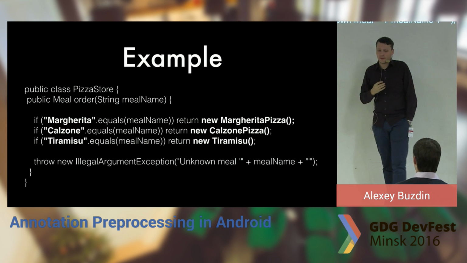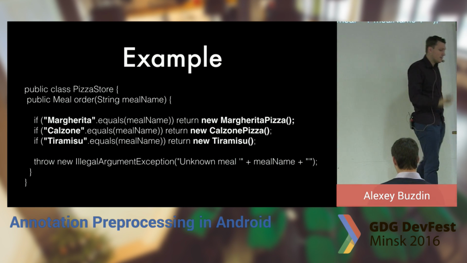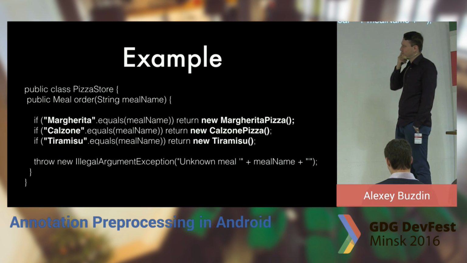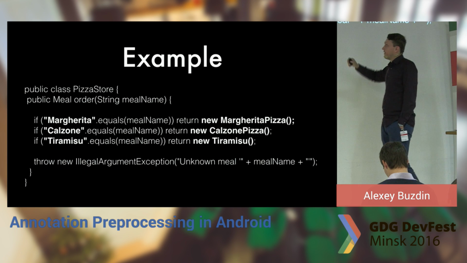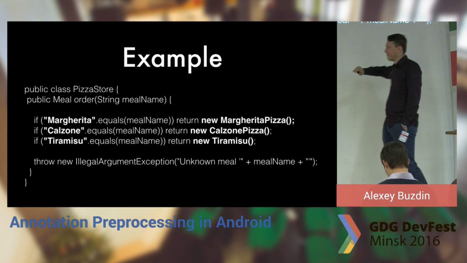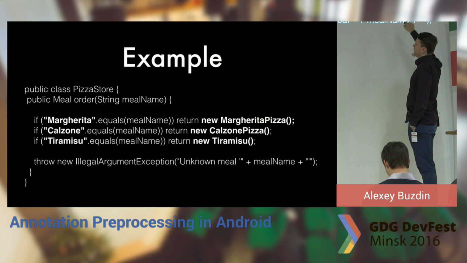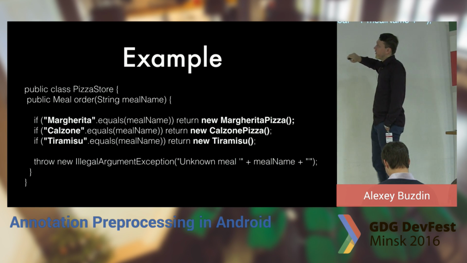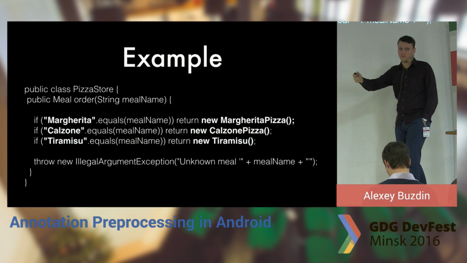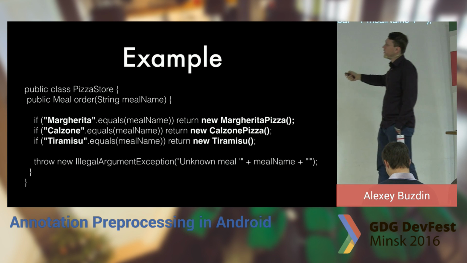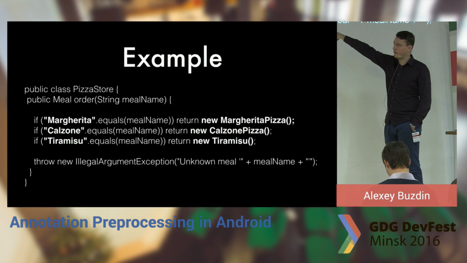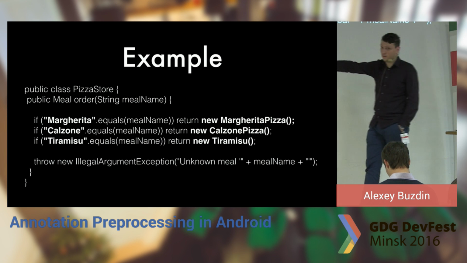It's really hard to try to figure out an example for that, so I've just copy-pasted it from that tutorial that I showed you earlier. Basically, the idea is you have a pizza store, some kind of menu, and you have different kinds of meals. If a user requests a meal, you need to give it back. So what is the problem? The problem is every time that you remove a meal or add a meal, you need to modify this file. You need to add an extra if statement.